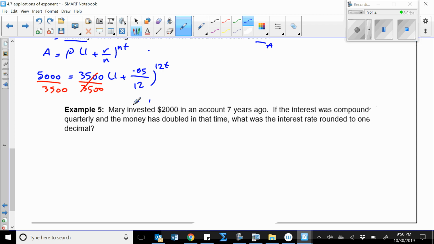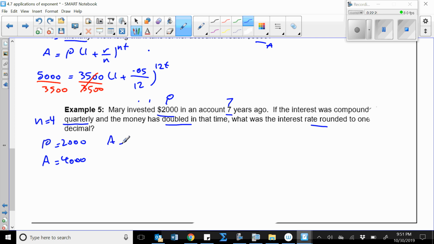Okay, now let's do the last problem. Mary invested $2,000 in an account 7 years ago. So this is the initial amount. Time is 7. If the interest was compounded quarterly, that means n is 4. And the money has doubled in that time. So whatever was my P value, now it's going to be doubled. So P was 2,000, now A or final amount will be 4,000. What was the interest rate rounded to one decimal?